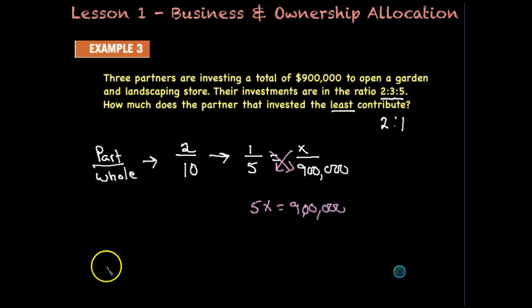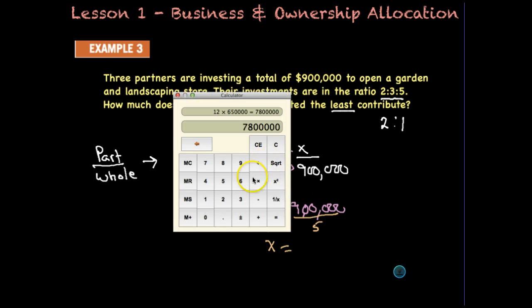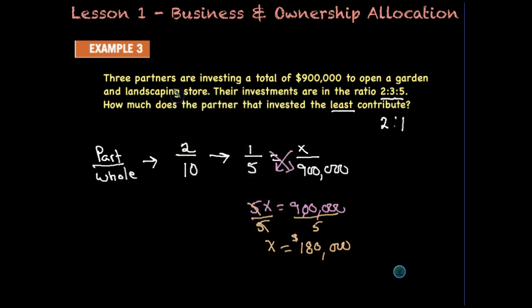Now we're ready to divide to solve for x, so we can divide by 5. And that means we get a dollar amount of $180,000. So now we know how much the partner that invested the least contributed out of that $900,000. That can also help us if we want to figure out what percent that partner put in. We could also figure out what dollar amount the partner that contributed the most put into it.